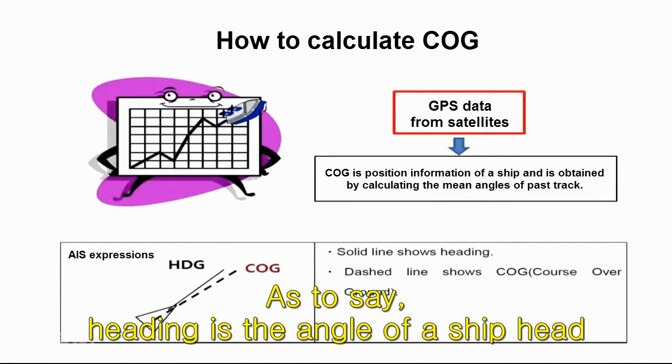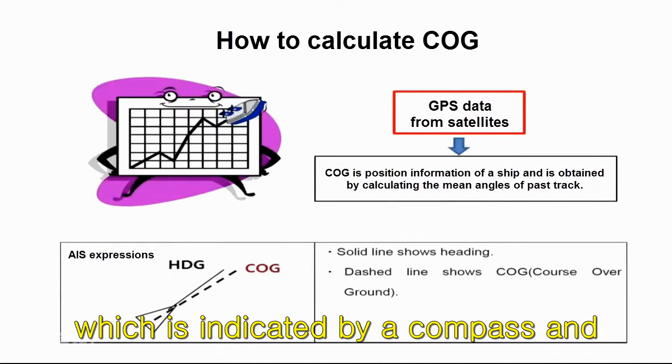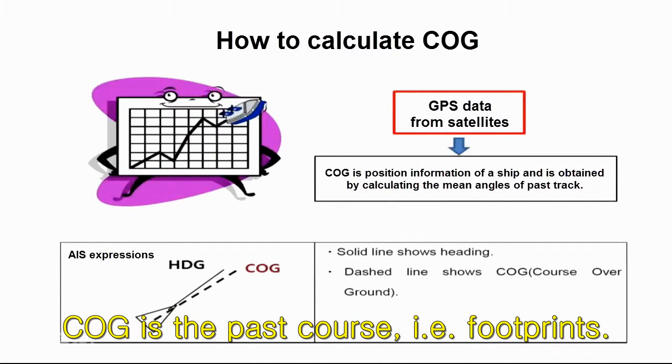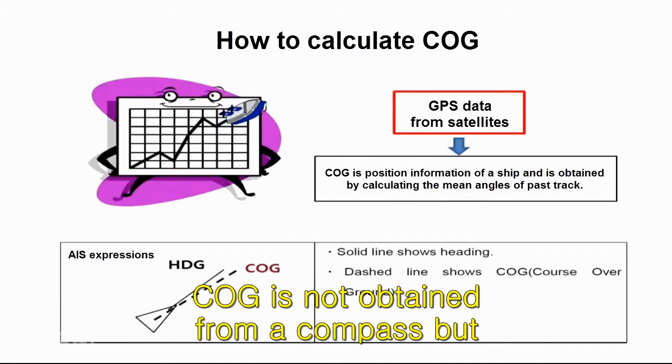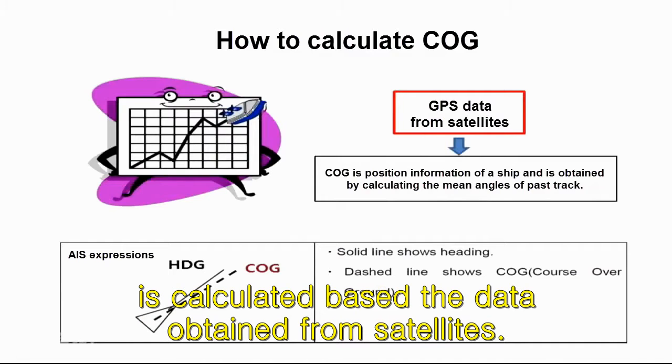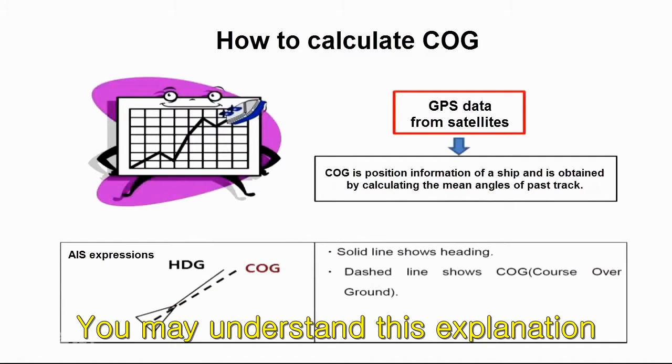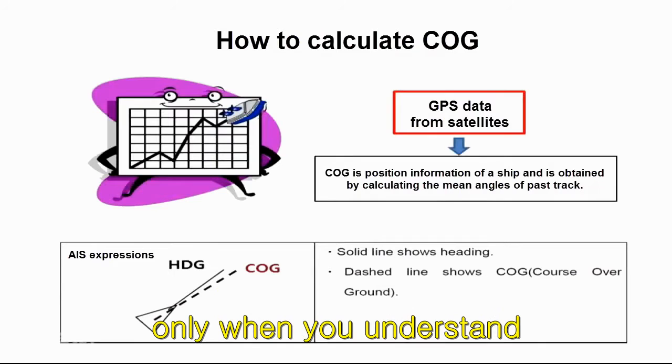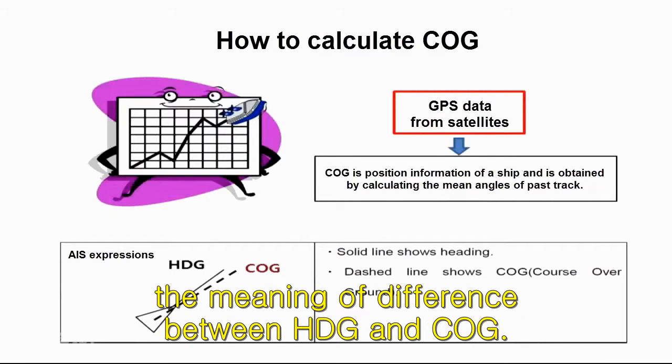That is to say, heading is the angle of a ship head which is indicated by a compass, and COG is the past course, that is, footprints. COG is not obtained from a compass but is calculated based on the data obtained from satellites. You may understand this explanation only when you understand the meaning of the difference between HDG and COG.